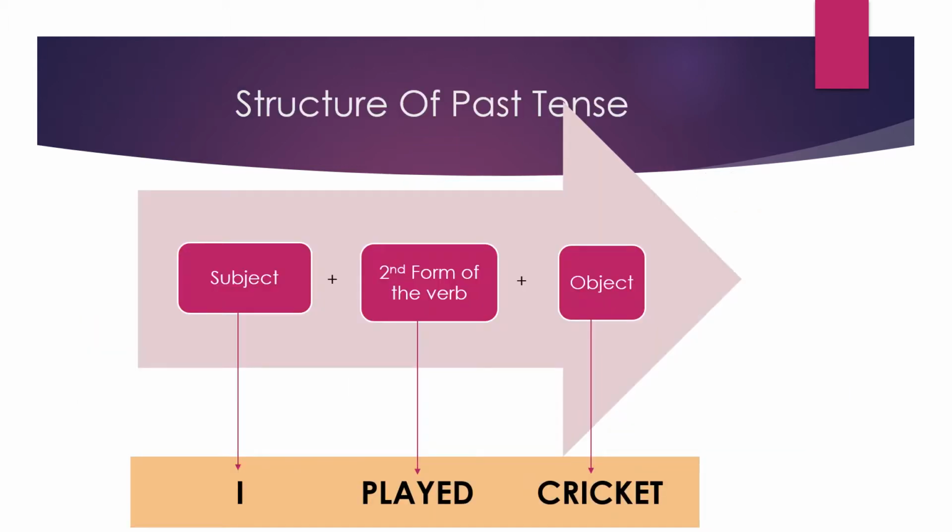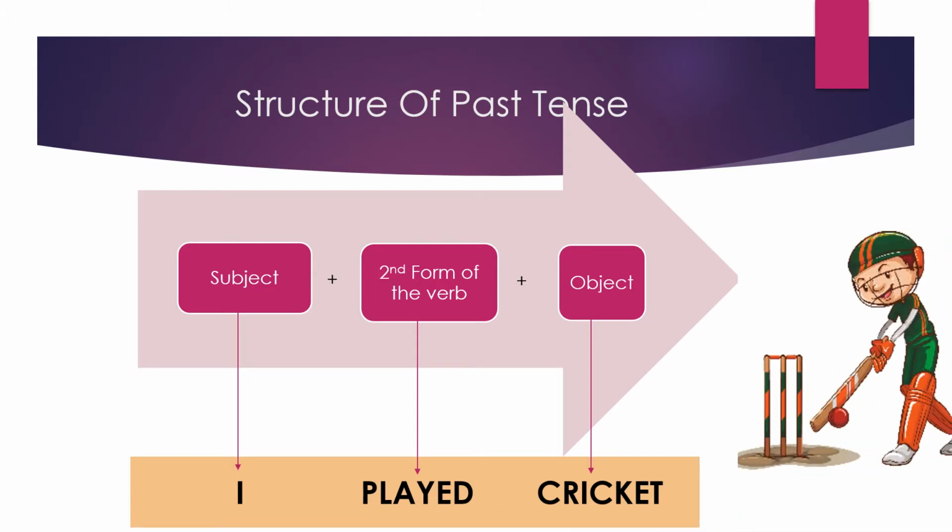Now let us see the structure of past tense. Subject plus second form of the verb plus object. I played cricket. Here I is the subject, played is the verb in past tense, cricket is the object.